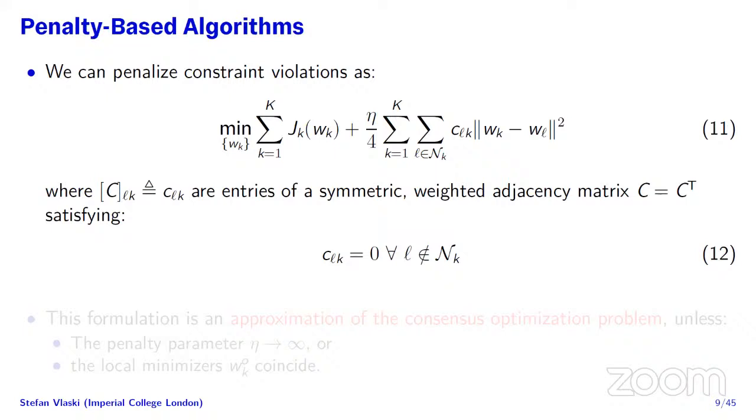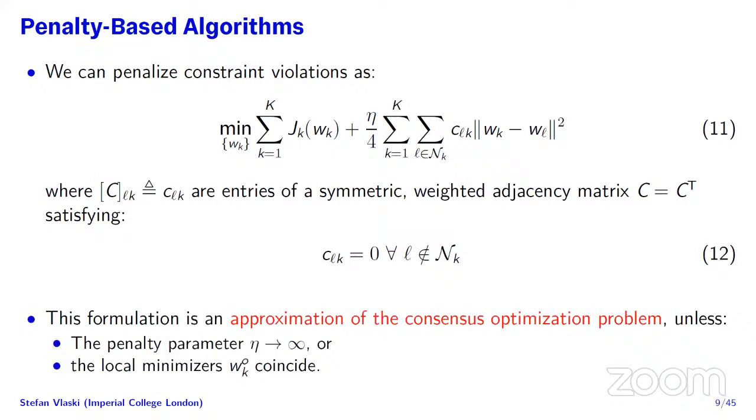So remember that earlier, we required w_k and w_l to be equal for every pair of connected nodes, right? So instead of enforcing this as an exact equality constraint, I can define some weights c_lk between any connected pair of nodes, and then penalize the deviation from consensus. Crucially, we require c_lk to be equal to 0 whenever l is not in the neighborhood of k. And as you let eta go to infinity, you recover the consensus problem. But of course, for any finite eta, you will be solving only an approximation of the consensus problem.